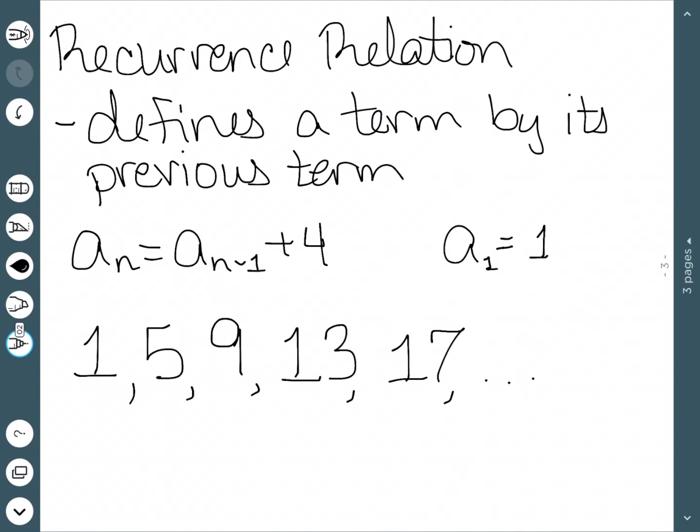Recurrence relations are not ideal because, for instance, in an explicit formula, if I want to know the 100th term, I can just stick in 100. But for a recurrence relation, if I want to know the 100th term, I need to first figure out the first 99 terms, so it can be a lot more work.